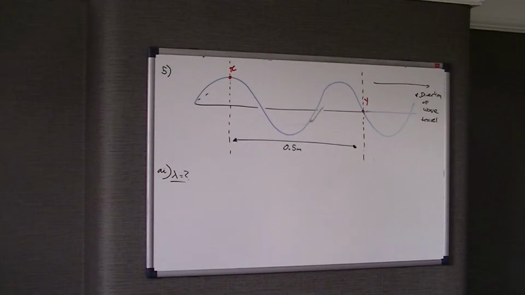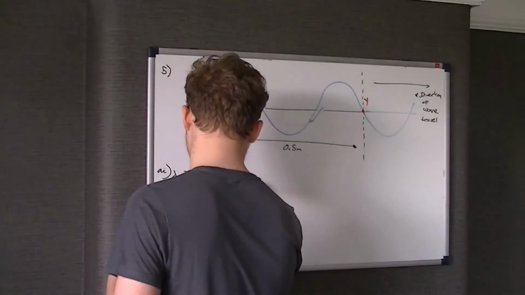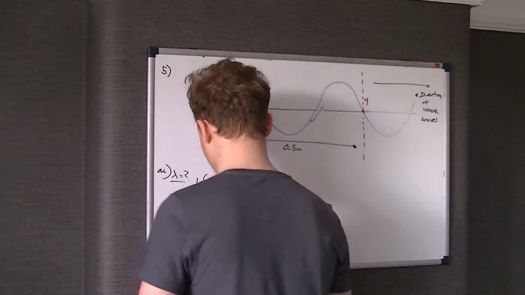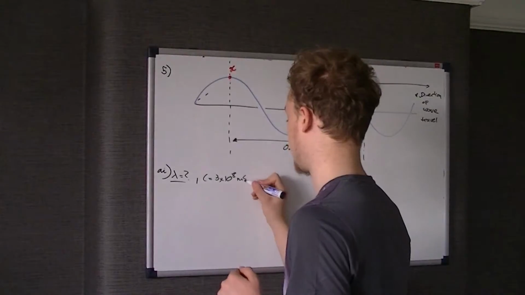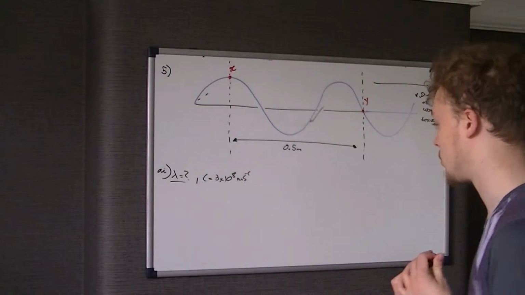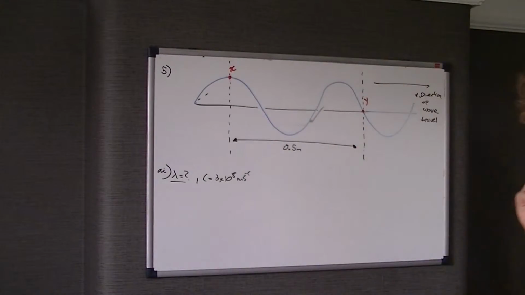So what we have to do is find the wavelength of the wave. Now we're not told anything else about this wave. You could say, well, we know that the speed of the wave is obviously the speed of light, which is 3 times 10 to the 8 meters per second, and c equals f lambda, so you could rearrange that. But we don't know the frequency either, so we couldn't do that.